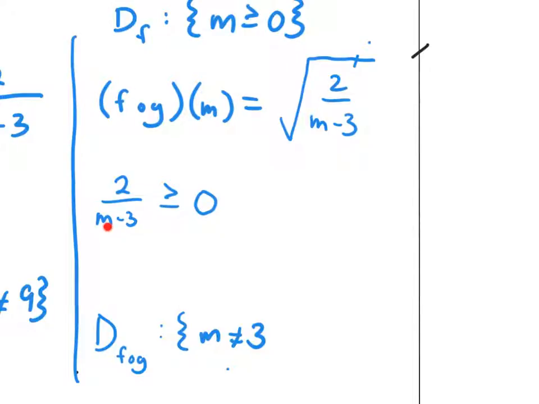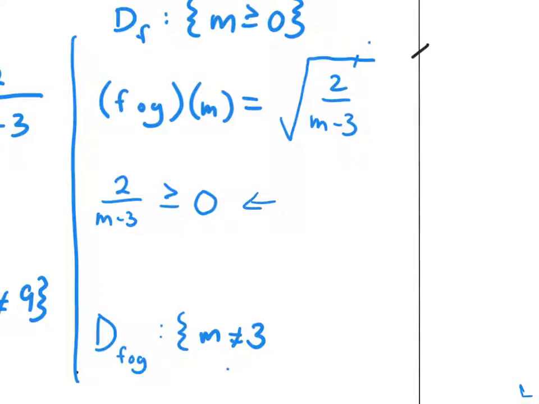So let's think. Well, if m were 3, we already can't do that. So if m were 4, this whole thing would be positive. It would be a fraction. If m were 5, the whole thing would be a fraction. So let's go under that. What if m were 2? Well, that would mean this would be a negative 1, so this whole thing would be negative, which means this negative would be inside. So what restrictions do I have?